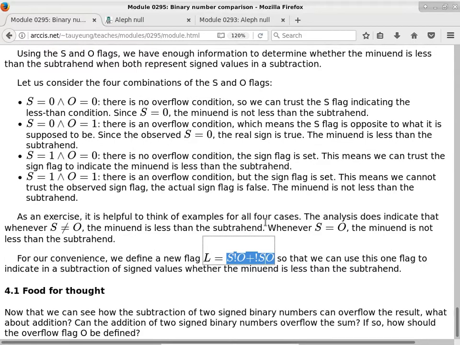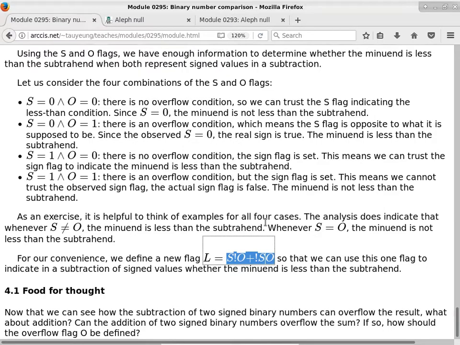But nonetheless, we are defining a new flag with the name of L, or less than, so that whenever the L flag is a 1, it means right after a subtraction, the minuend is less than the subtrahend. Is that okay? So instead of looking at 2 flags to make that conclusion, now we just make up a new flag called L, so that we can just say when the L flag is a 1, it means the minuend is less than the subtrahend after a subtraction. Are we doing okay so far with all this stuff?